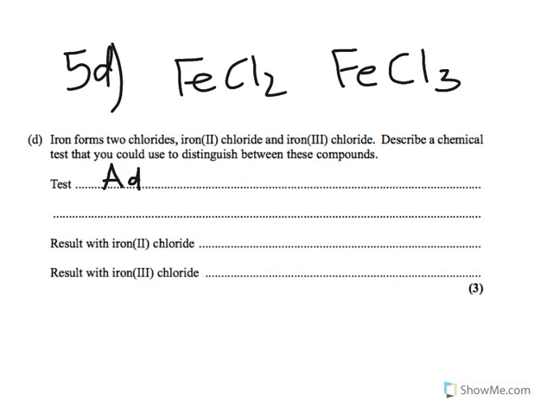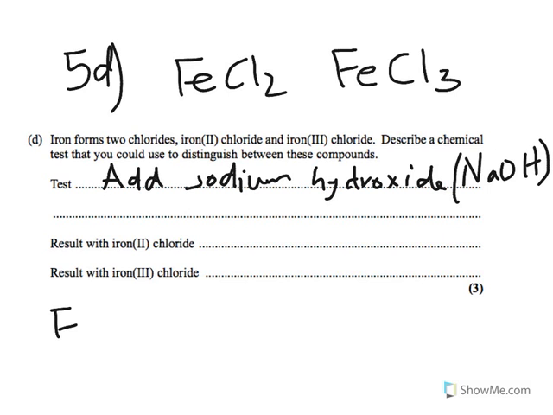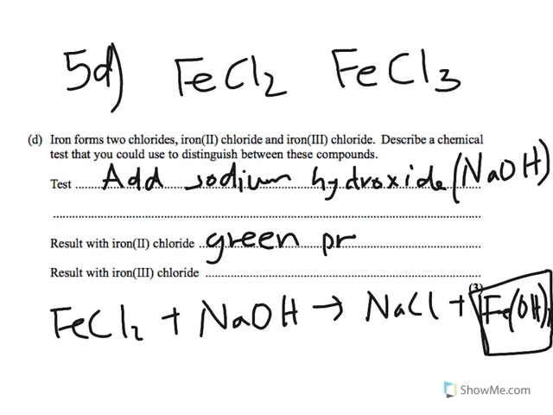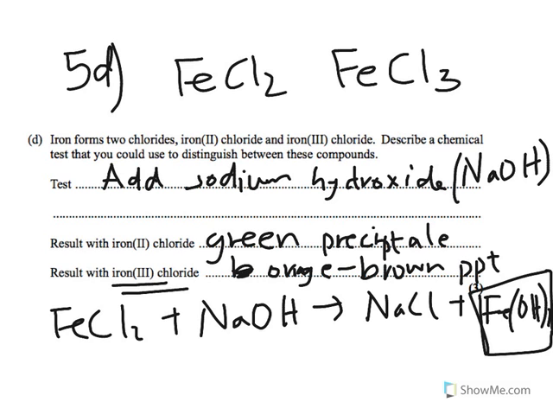To distinguish between these two, you would add sodium hydroxide, NaOH. If you did FeCl2 plus NaOH, you would get NaCl plus Fe(OH)2. I haven't balanced it, but this Fe(OH)2 has a green color and it's a solid. So you'll have a green precipitate for FeCl2. And with iron 3 chloride you'll form Fe(OH)3, which is an orangish brown precipitate. And that is your two answers.